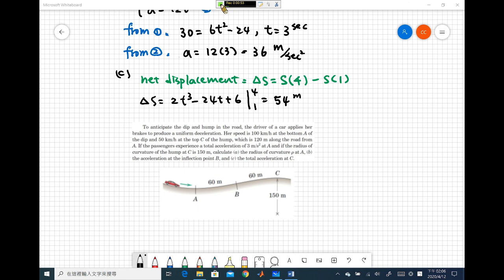If the passenger experiences a total acceleration of 3 meters per second squared at A, the total acceleration means a_t squared plus a_n squared, then take the square root. And also the radius of curvature at C is 150 meters. So we need to calculate the radius of curvature at A, the acceleration at the inflection point B, and the total acceleration at C.